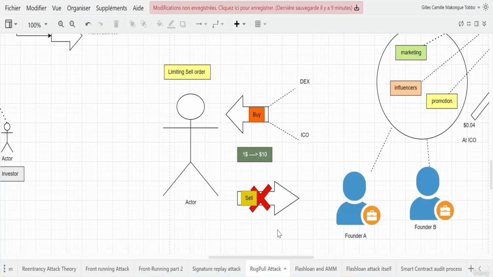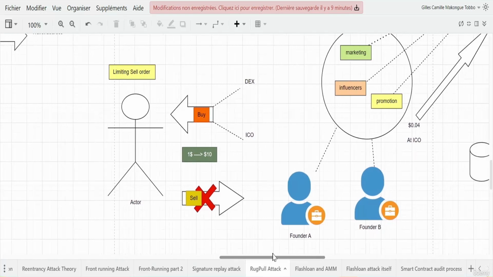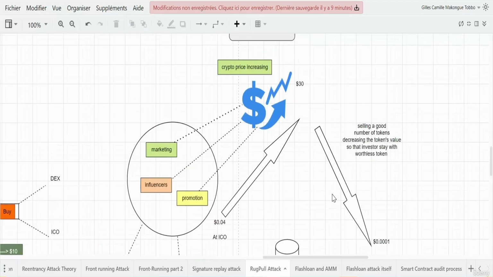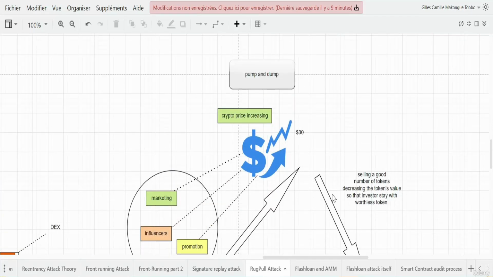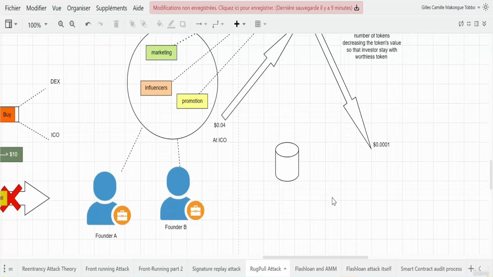So you bought a cryptocurrency, the crypto gained some value, and you want to sell to make some profit, but you cannot sell. This is what we call a limit sell order. Now we're going to move to what we call pump and dump schemes. It's really important to understand that.